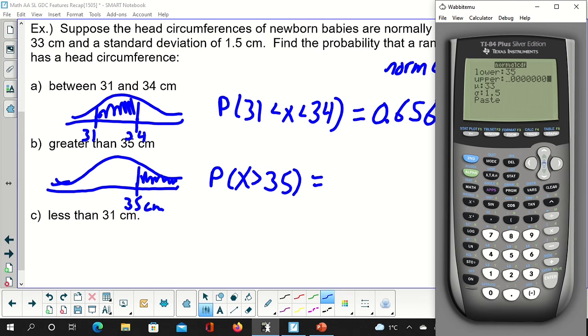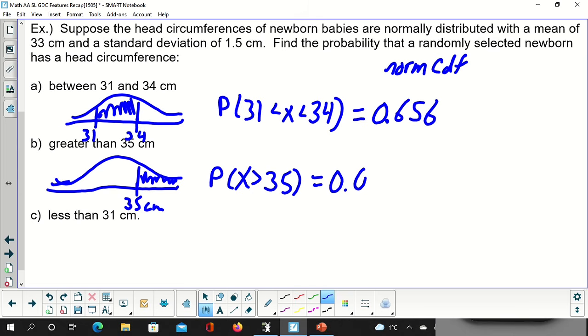Now, of course, there's no newborn head with circumference of a bajillion centimeters. But we want it to just keep increasing without bound. And the mean stays the same, and standard deviation stays the same. And we just hit equals. And we get 0.0912.